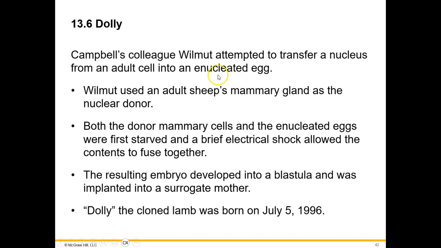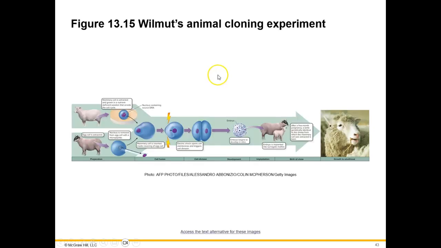Wilmot used an adult sheep's mammary gland as the source of the nucleus. So they took the mammary gland cell, they removed the nucleus, and that became the nuclear donor. Both the donor mammary cells and the enucleated eggs were first starved, and then they were subjected to a brief electrical shock, which allowed the contents to fuse together. So basically made it to where the egg would accept the nucleus. The resulting embryo developed into a blastula and was then implanted into a surrogate mother. As a result, Dolly the cloned lamb was born on July 5th, 1996. And this is what that looks like.